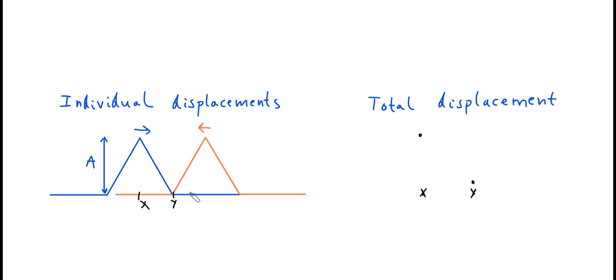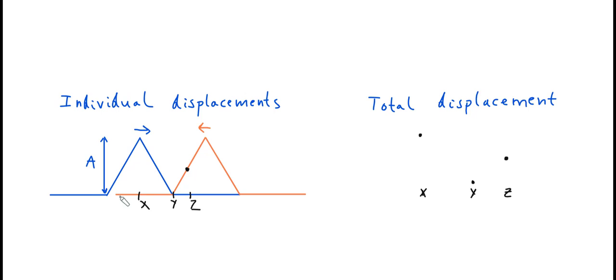Let's pick one last point here, call it z. At z, you can see the displacement of the orange wave is something like a over 2, so half a, but the displacement of the blue wave is 0. Again, we just add those individual displacements to get a displacement of half a, so somewhere around here.